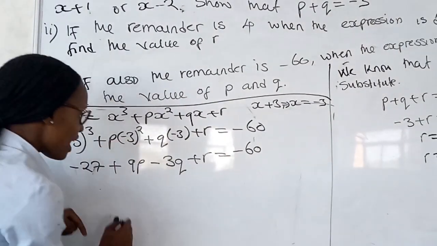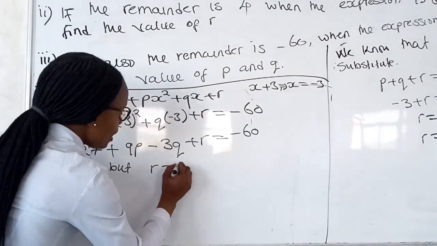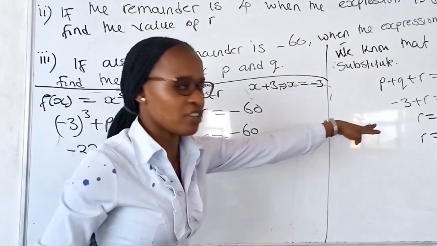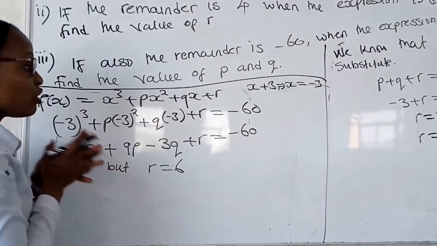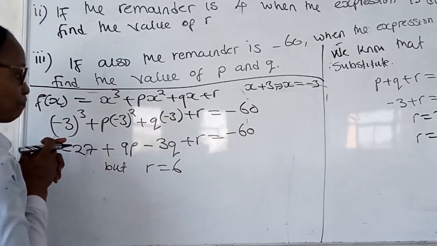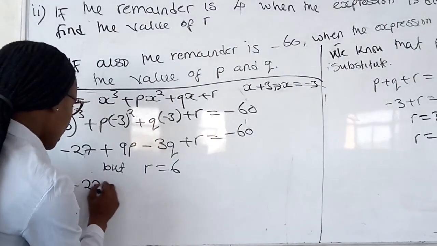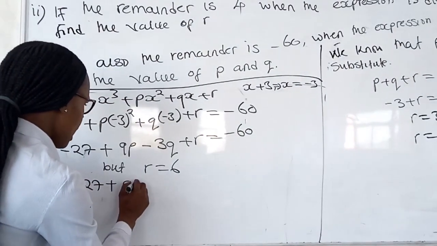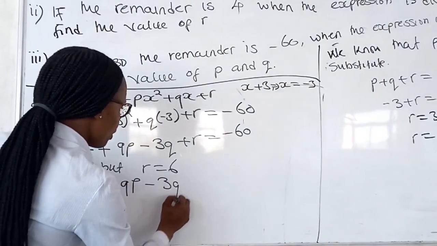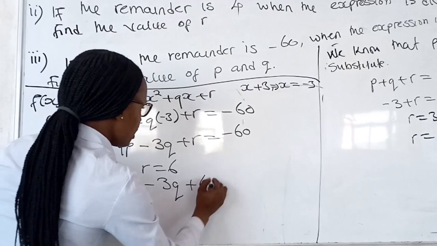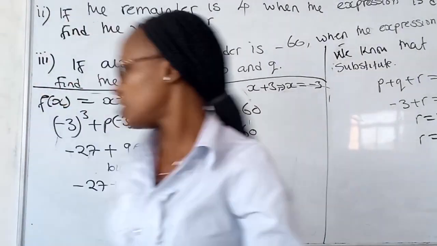But we know that r is equal to 6. We just found the value of r from the other side. So when we see r, we're going to substitute with 6. So we have negative 27 plus 9p minus 3q plus 6 equal to negative 60. So this is what we have.